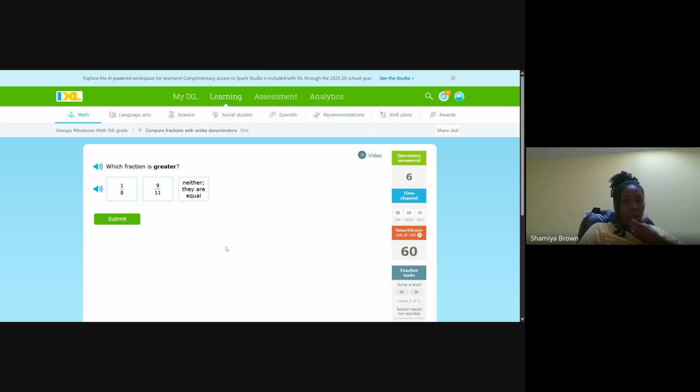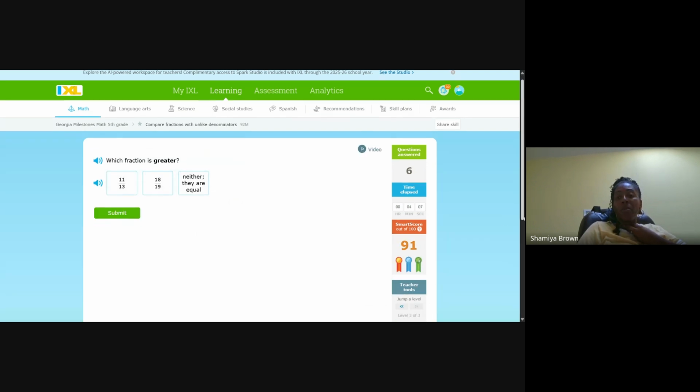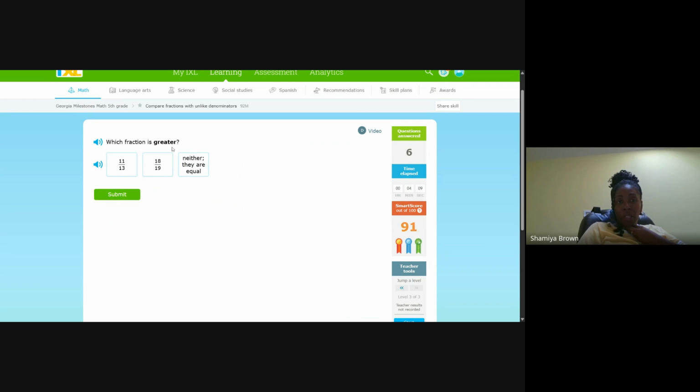Which fraction is greater? Okay, this is simple, so let me go to another level, because you can always cross multiply or just think about benchmark. Which is greater, 11/13 or 18/19? Well, 18/19 is almost a whole. So that one is going to be greater.